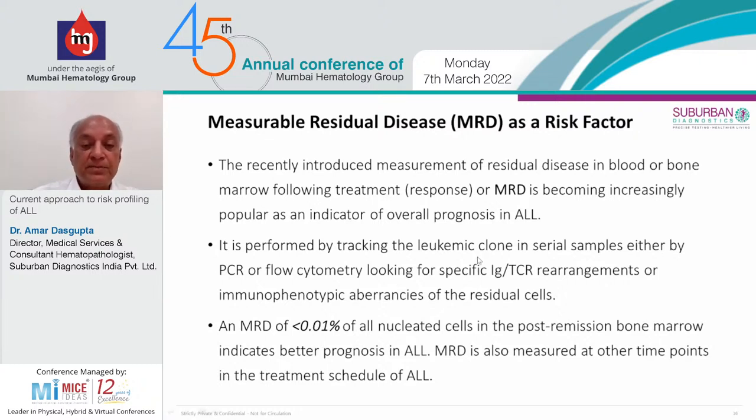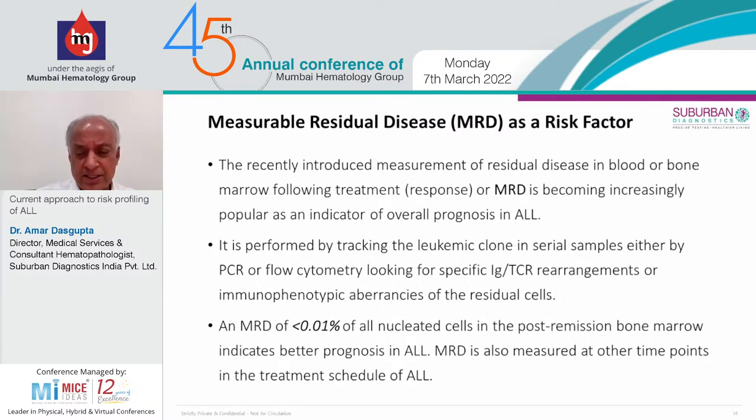So what do we do in measurable residual disease monitoring? We track the leukemic clone in serial samples throughout the treatment phase of the patient, either by PCR or by flow cytometry, looking at specific immunoglobulin or T cell receptor rearrangements, which are unique to a given case, or immunophenotypic evidence in the leukemic cells which is different from the normal hematopoietic cells in the bone marrow at that stage of chemotherapy. And as you will realize, in ALL patients treated with chemotherapy, after 4 weeks the marrow starts regenerating, and we have a large number of what we call hematogones, or B precursor cells.